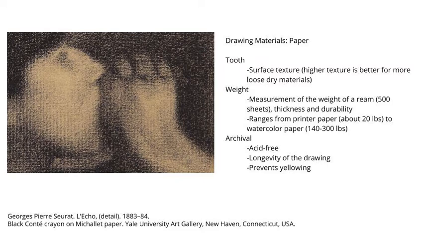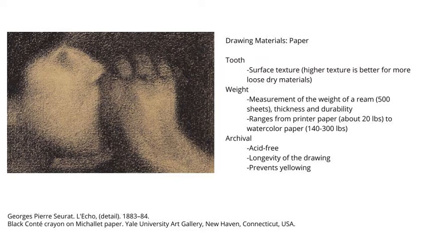It can range from printer paper, which is about 20 pounds for a whole ream of 500 sheets, to watercolor paper, which is 140 to 300 pounds of weight for a ream, which is 500 sheets of that.